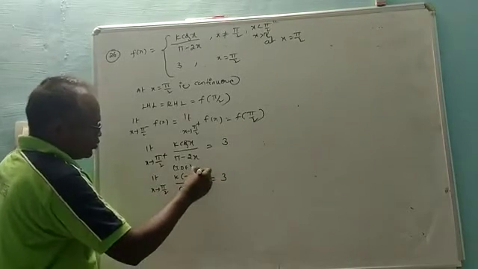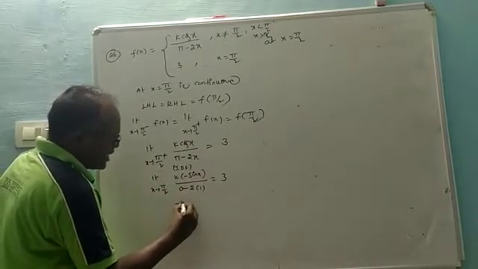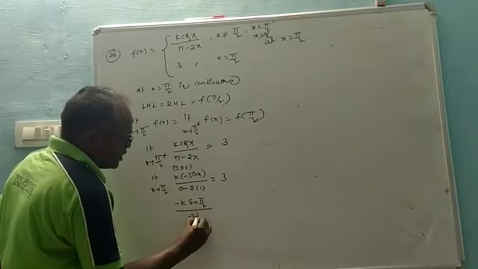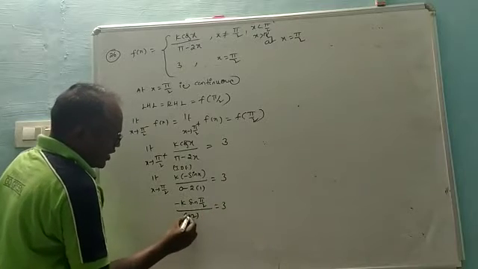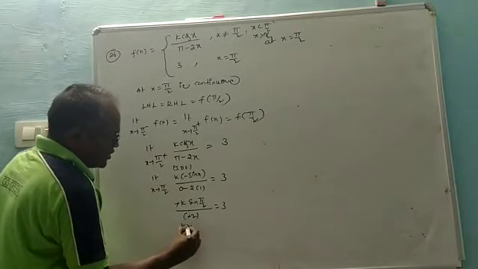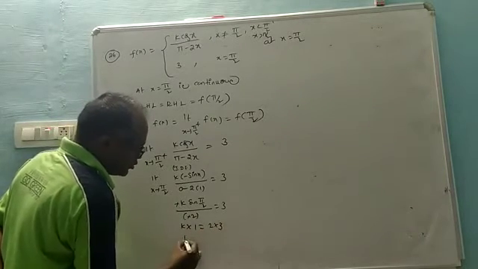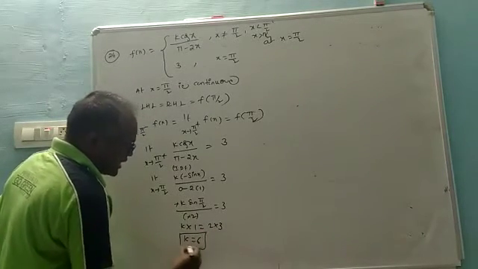Now substitute x equals pi by 2: minus k into sin pi by 2 upon minus 2 is equal to 3. So minus minus cancel. k into sin pi by 2 means 1. Cross multiply, 2 into 3, so k is equal to 6 is the correct answer.